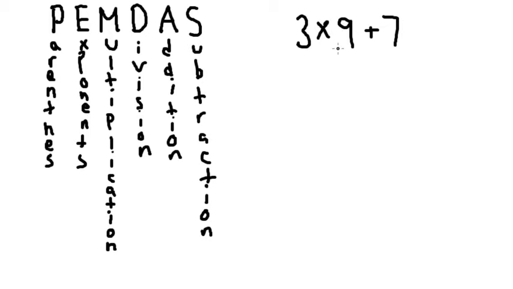So 3 times 9 is 27. So I will do the 3 times 9 first, then I bring down the plus 7. From here, we only have one operation left. So once we have one operation left, we know which one it's going to be. It's going to be that one. So 27 plus 7 is 34. And that would be the answer to that problem.